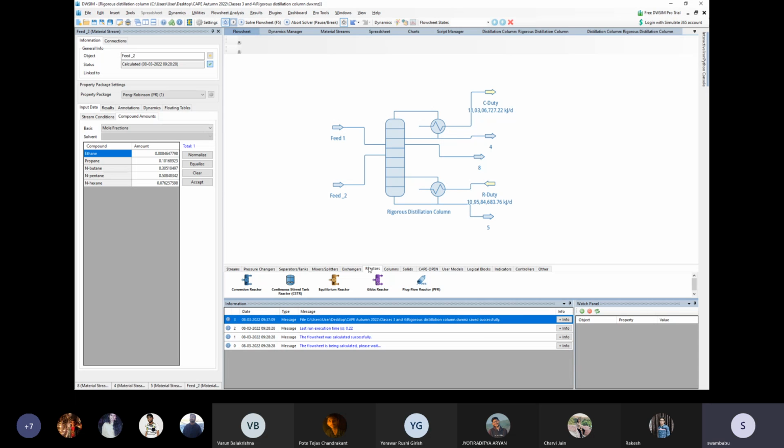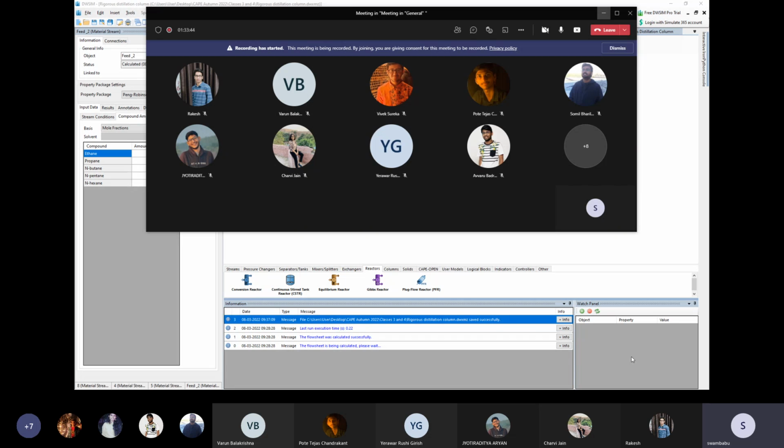I'll move on to reactors, because that is another important one to understand or to learn. Before I move on to reactors, in your thermodynamics course, did they teach chemical reaction equilibrium? If the professors taught you the chemical reaction equilibrium chapter.